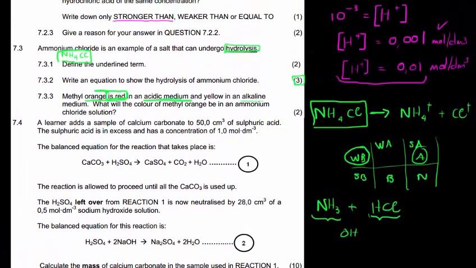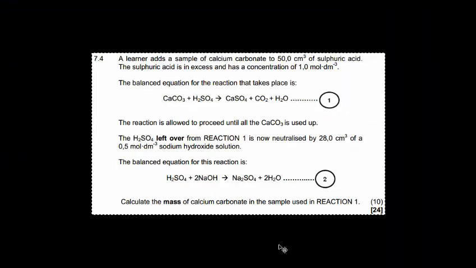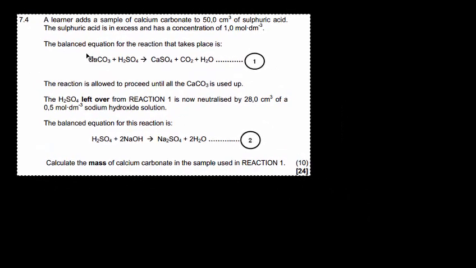Okay, let's now quickly look at this ridiculous question. I'm going to copy and paste it here so we can do it together. A learner adds a sample of calcium carbonate. They give us the amount, and they add it to a volume of sulfuric acid. The sulfuric acid is in excess and has a concentration. So we have too much sulfuric acid, and we know what its concentration is.